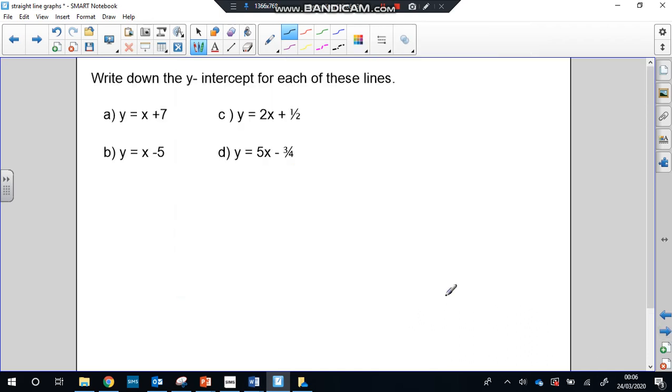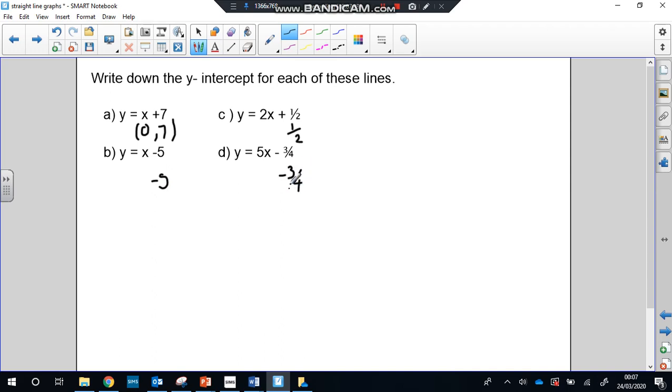So for these 4 questions here, we're asked to write down the y-intercept of these lines. Now just note again that it's y equals, so it's in the form that we need it to be in. We know this number in front of the x will give us the gradient, but it's the +7 that is the intercept. So the actual coordinate would be (0, 7), because it's going through the y-axis at (0, 7). The intercept for this one would be a half. Oh, done it in the wrong order. The intercept for this one will be -5, and the intercept for this one will be -3/4.